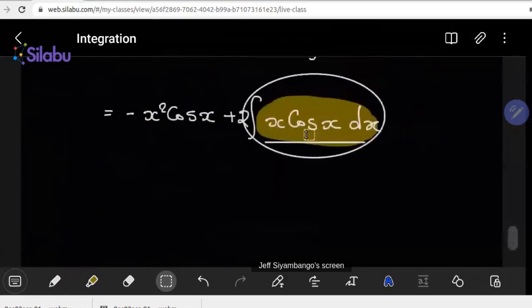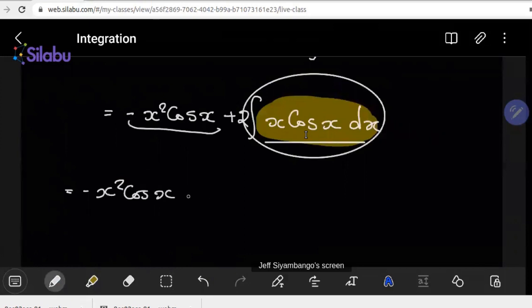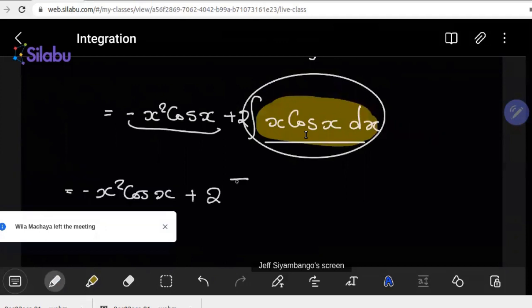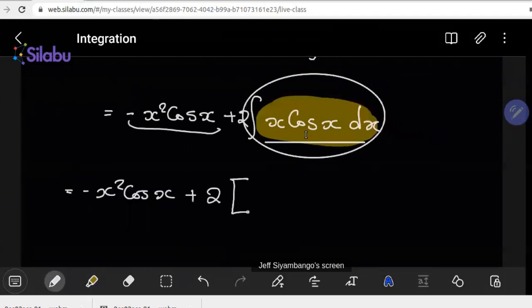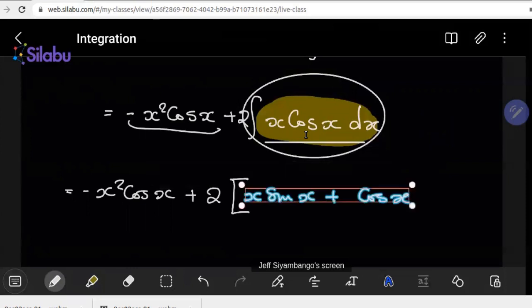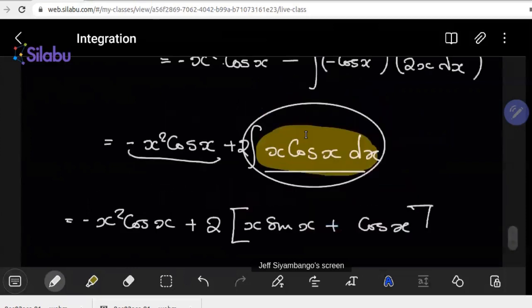If you integrate this part here, what you will get is going to be, the first term here remains unchanged. So it will be minus x squared cos x, then plus, you still have this 2 here, but this integral here, you'd have to do it again by parts, and the solution will be what we found earlier, which is this. So that will be the solution there.